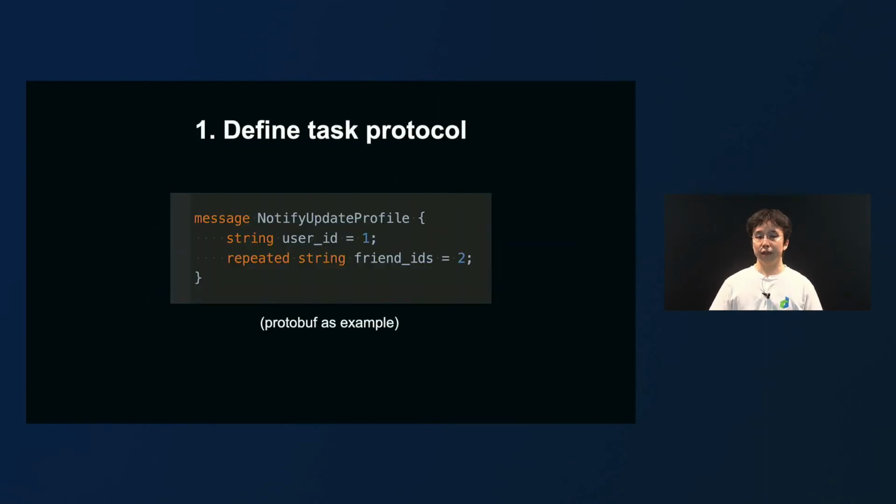First, define the protocol. Since it is a profile update notification, it will contain things like the user ID and a list of friend IDs to be notified. By the way, we use protocol buffers here, but there is no restriction on the format of the task in Decaton.